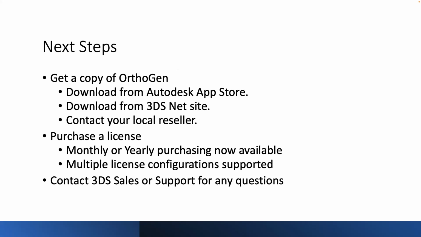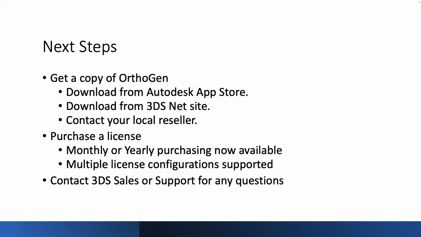It's really easy to get a copy of OrthoGen. You can download it from the OrthoGen App Store. I think some of you have, or you can create an account on our own website, 3ds.net. The advantage of the 3ds.net site is you're going to get a newer version, because updating on the Autodesk App Store is not the simplest of things. It's not difficult, but it's a little task heavy, so we do that not as regularly as we do on our own App Store. And then you can contact your local reseller.